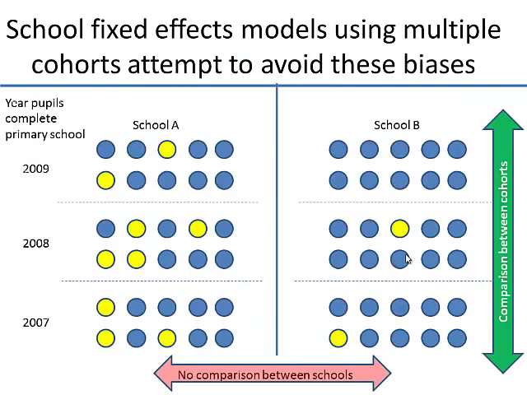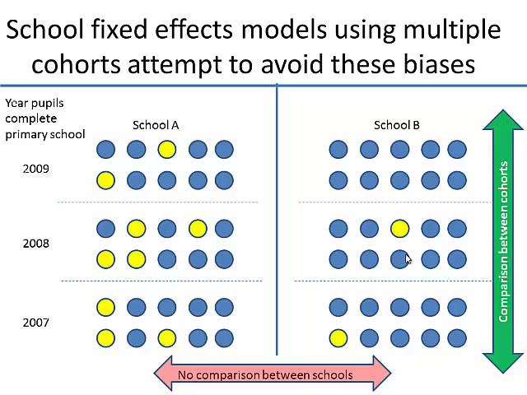Yeah. So to use fixed effects to solve this problem, what we could do is to look at multiple cohorts within those schools and implement school fixed effects, which is this bold line here. Just to explain this diagram, for pupils who finished this school in 2009, there were 2 SEND peers. For those that finished in 2008, 4. For those that finished in 2007, there were 3. And do the same thing for school B.